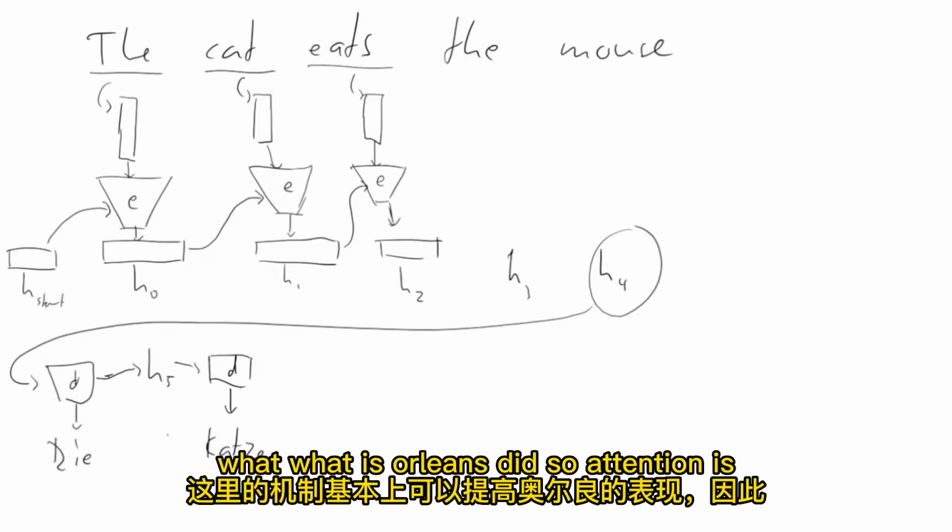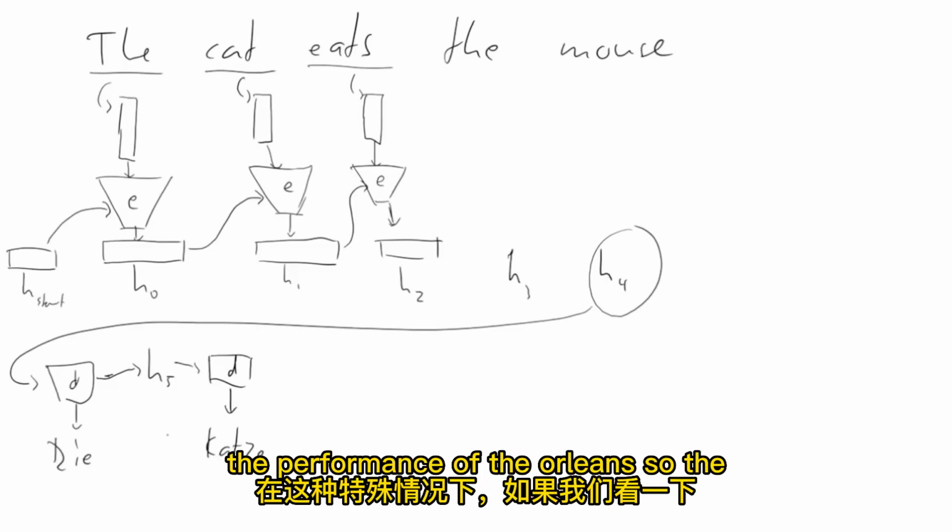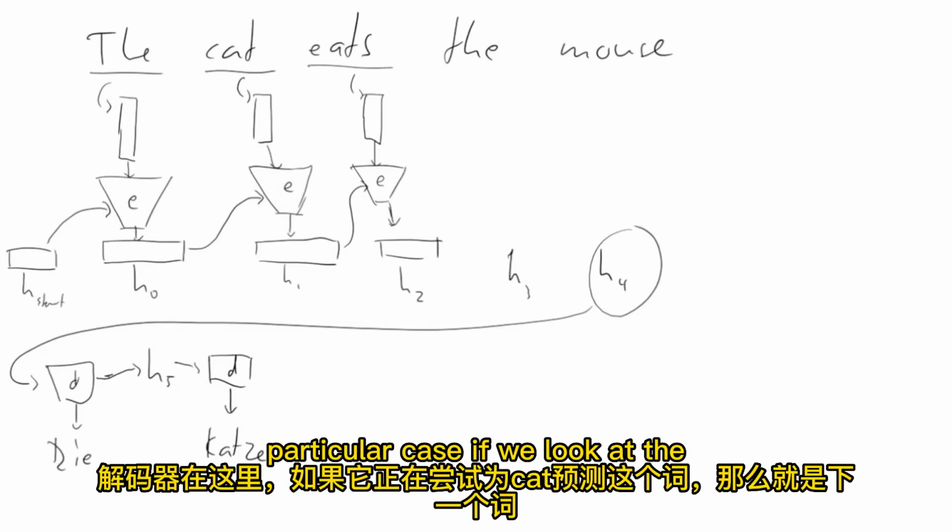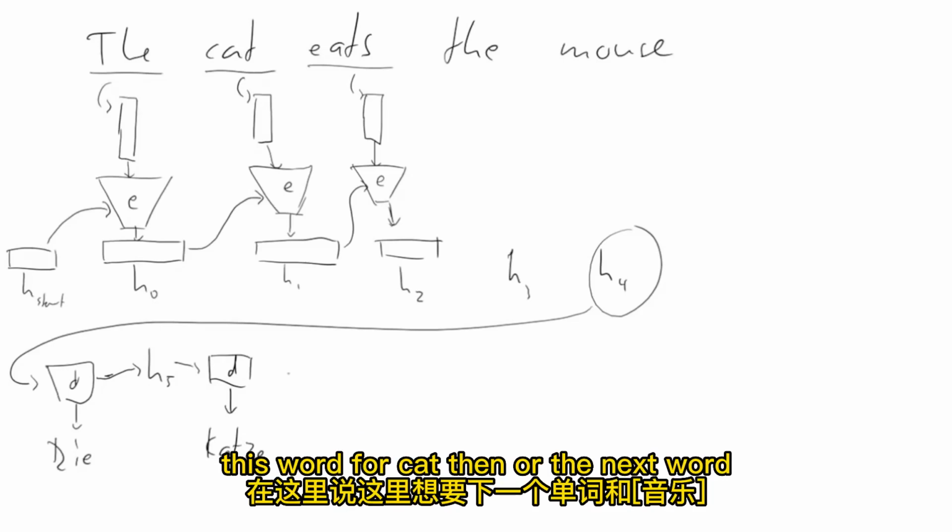So attention is a mechanism here to basically increase the performance of the RNNs. What attention would do is, in this particular case, if we look at the decoder here, if it's trying to predict this word for "cat," or the next word here, say here it wants the next word.